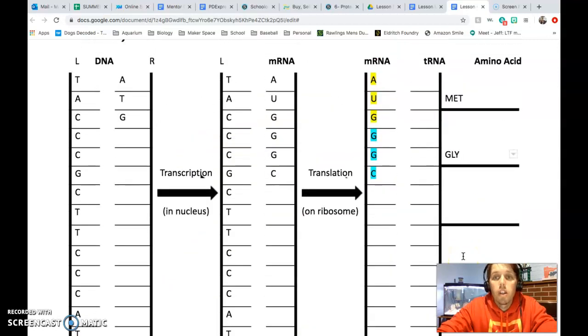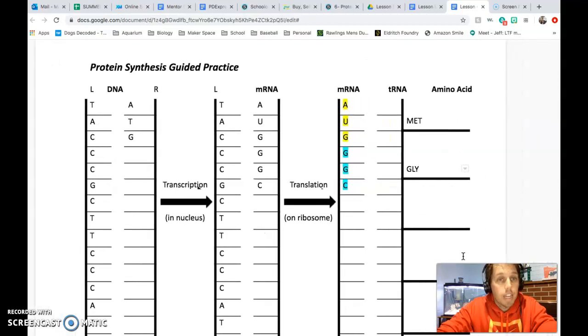Alright, well hopefully that helps you complete this sheet. And again, you're going to have protein synthesis guided practice 2 that you're going to work on. And you'll be doing this exact same process.